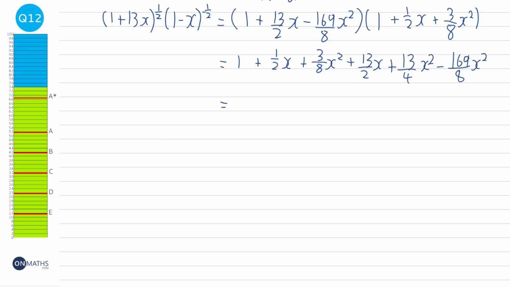Collect the like terms. So we've got this 1. Then we're going to add the x's. So that's the half there and the 13 over 2 there. So that would be 7x. And then the x squared. So we're going to do 3 over 8, take away 169 over 8, which would be 35 over 2 x squared.